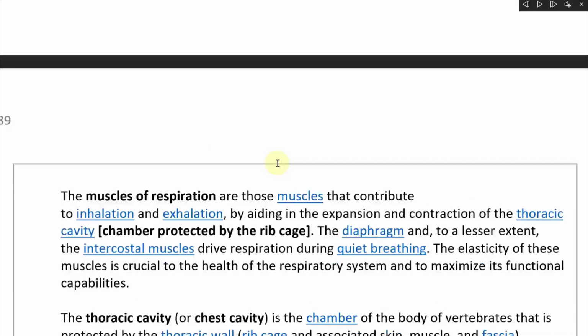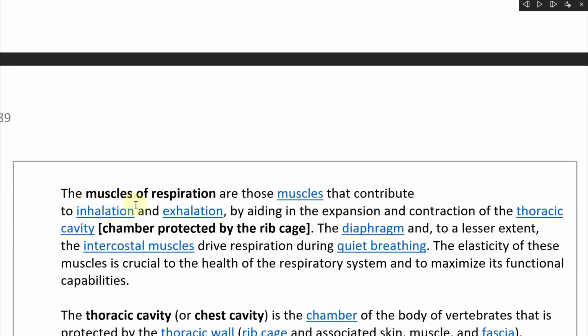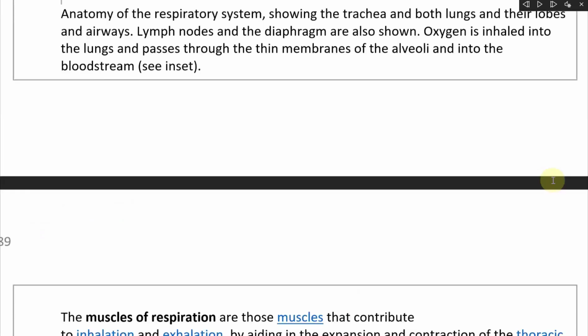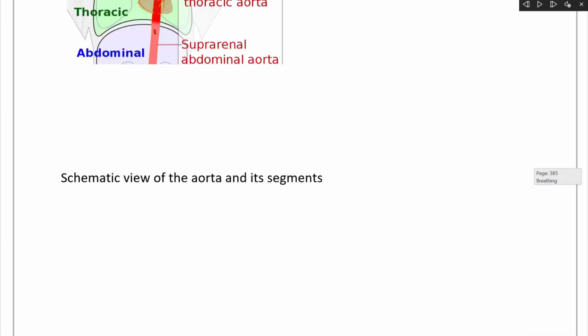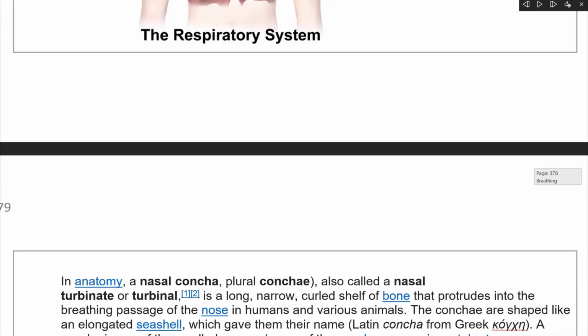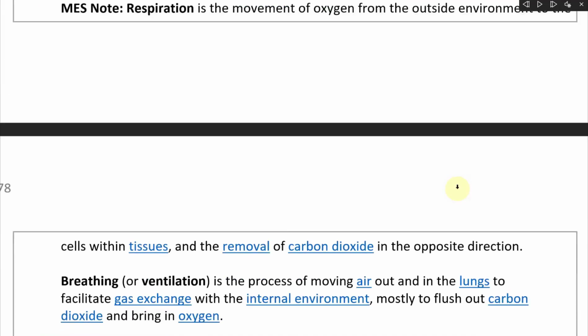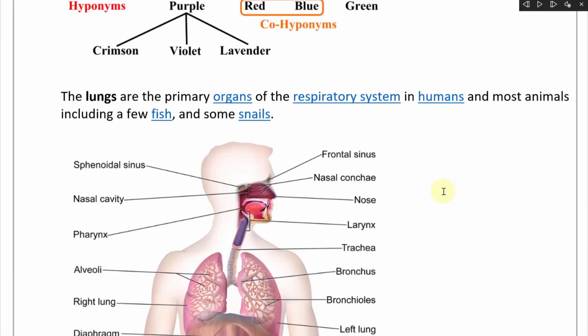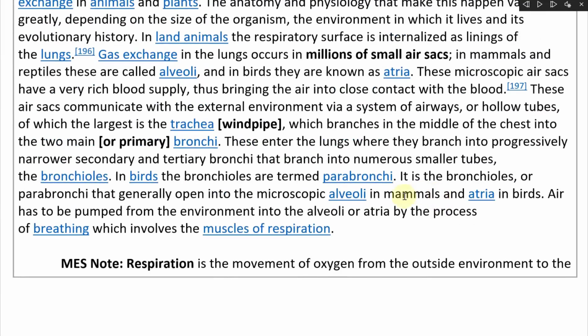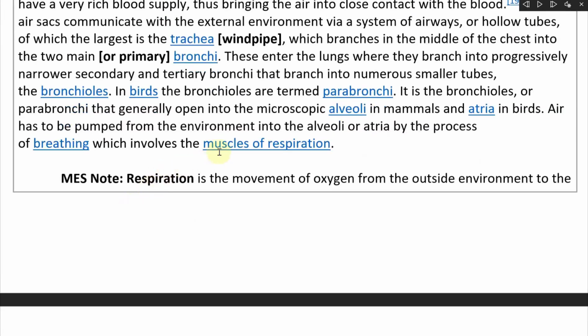Oh yeah, so if we continue further now, we're going to go over the muscles of respiration, and we'll have to go all the way back to see where this was mentioned, just for the breathing. So I'm going to scroll all the way up, and we're way too high now. Okay, so it should be right over, yes, right here. So remember, air has to be pumped from the environment into the alveoli, or atria for birds, by the process of breathing, which involves the muscles of respiration. All right, so now we can go all the way there.